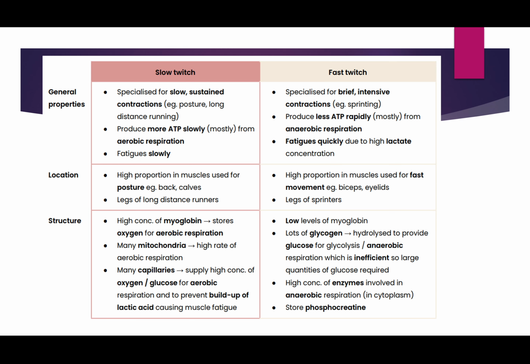Then looking at the difference between slow twitch and fast twitch muscle fibers. Slow twitch are specialised for slow, sustained contractions like posture or long distance running. They produce more ATP slowly from aerobic respiration, and they fatigue slowly. They have a high proportion in the muscles used for posture, like the back and the calves. Also, the legs of long distance runners will have a lot of slow twitch.